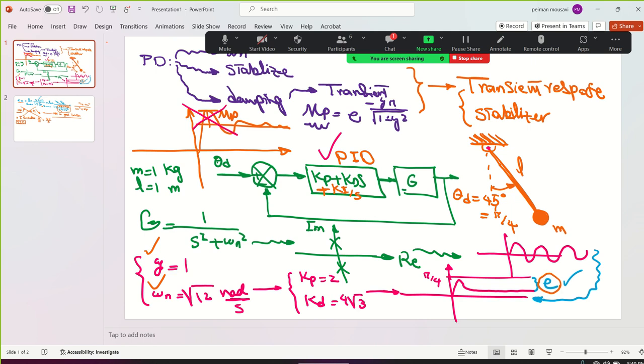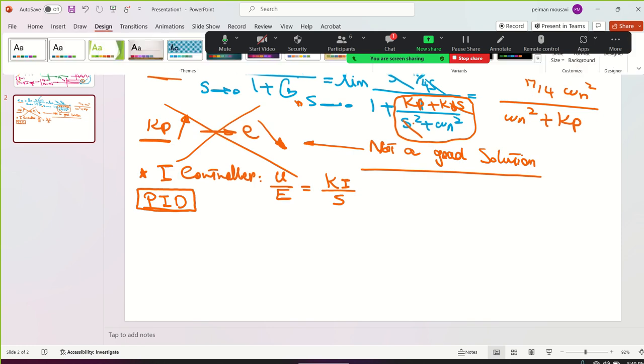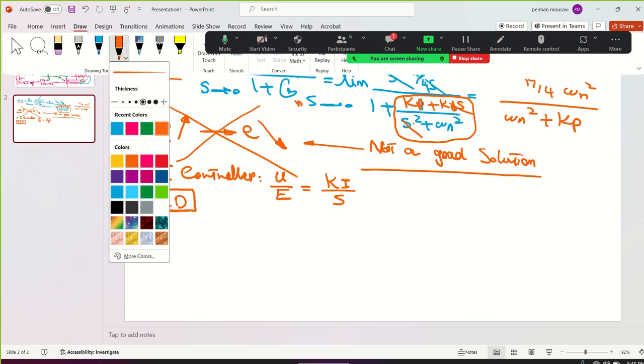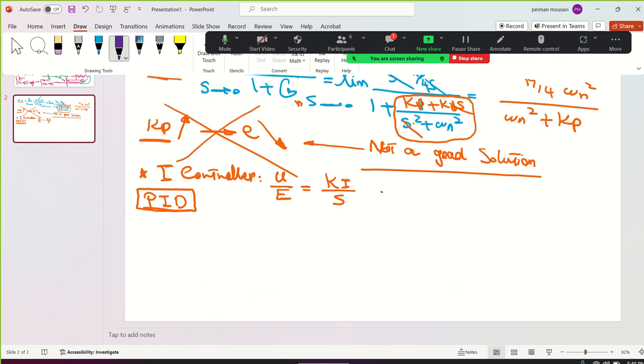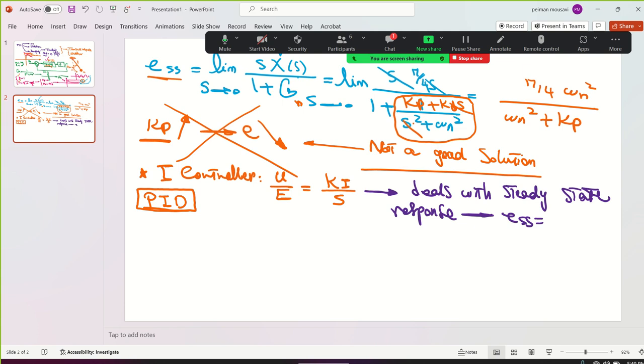So I said steady state error signal, I'm going to remove that. The take-home message is this: PD deals with the transient response. The I controller deals with the steady state response. How? By removing ESS to 0.